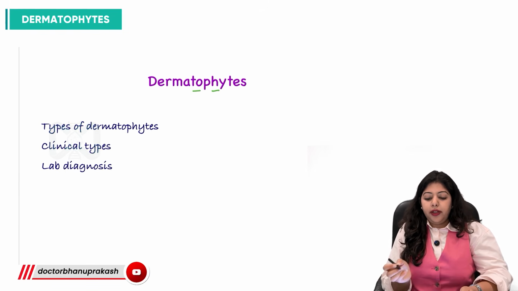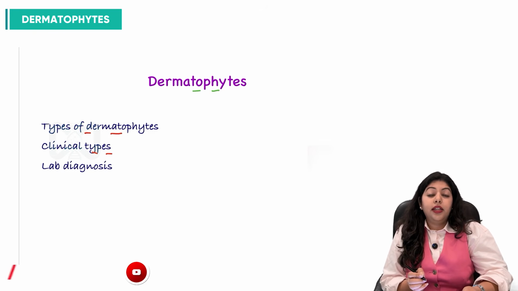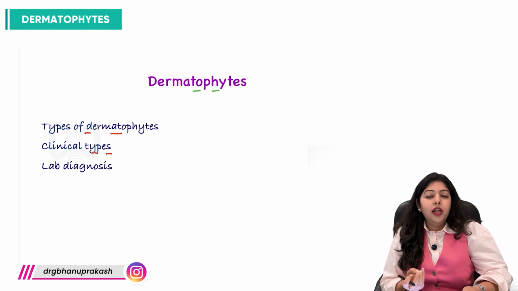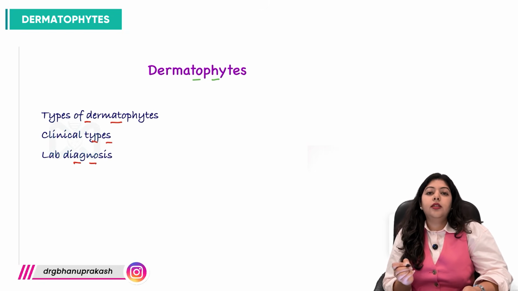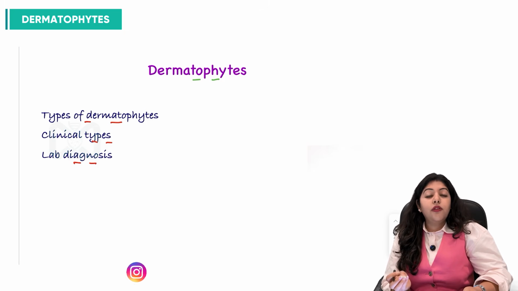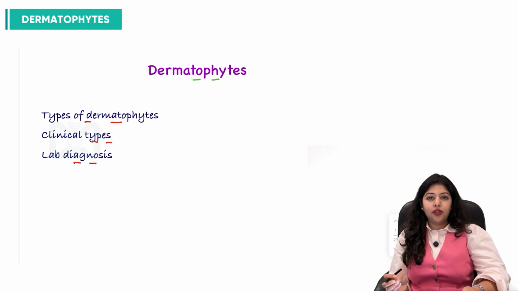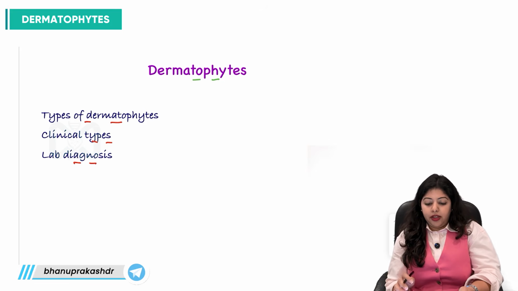I will be covering the different types of dermatophytes, their clinical types which are very frequently asked in your questions along with the images, or rather they will be asked as clinical scenarios and will be given images along with them. And the lab diagnosis, the differentiation or identification of dermatophytes on the basis of macroconidia as well as microconidia, right? And special tests which are also devised to identify these dermatophytes.